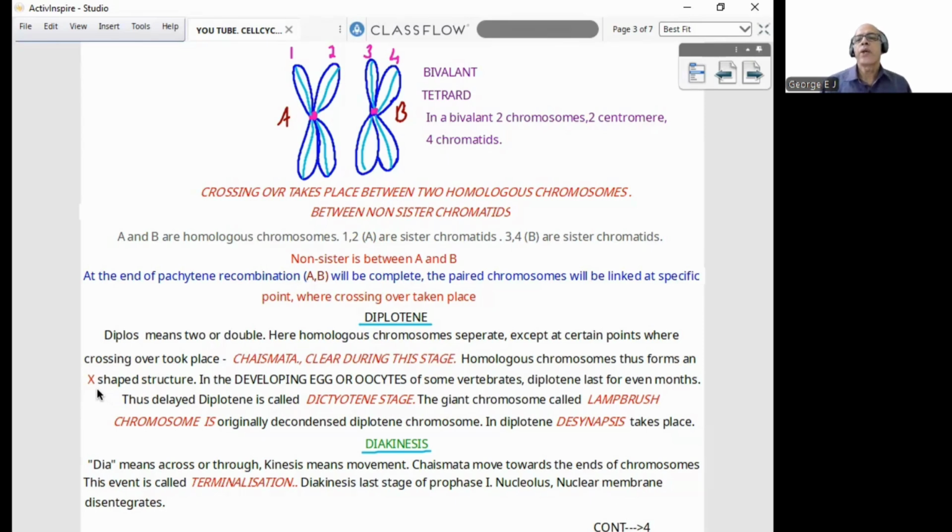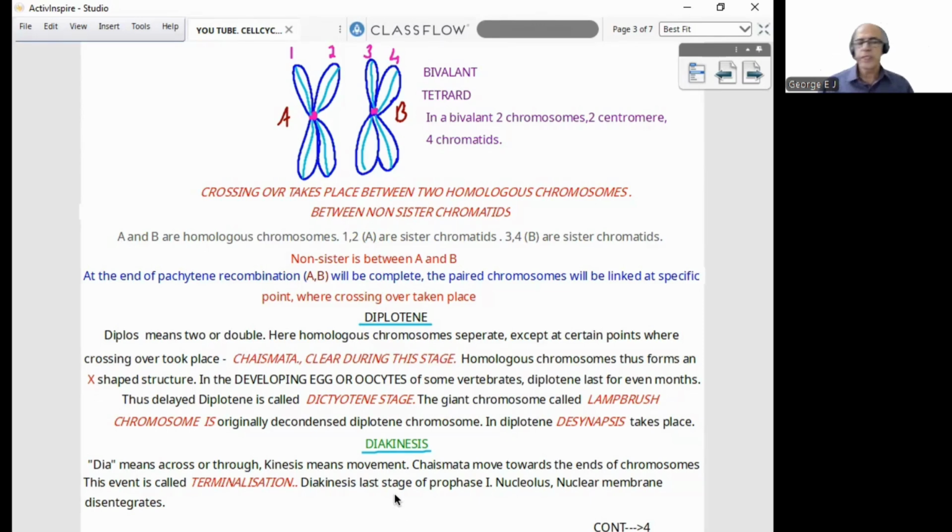In the developing egg or oocytes of some vertebrates, diplotene lasts for even months. This delayed diplotene is called the dictyotene stage. The giant chromosomes are called lampbrush. We'll be studying in Cell as the Basic Unit of Life about diplotene and lampbrush. Here, the giant chromosome called the lampbrush chromosome is originally a decondensed diplotene chromosome. In diplotene, desynapsis takes place. See the term: diplotene, desynapsis. I think it is clear.